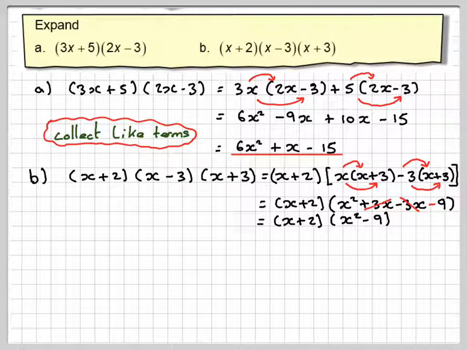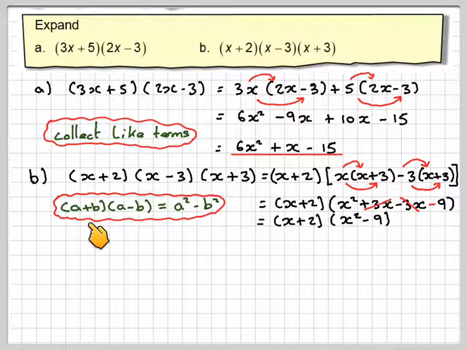Now you might recognize this as the expansion of a plus b, a minus b, which is equal to a squared minus b squared, where a is x and b is 3. And notice we've got a squared, which is x squared, and then we've got 3 squared, which is 9. So this would have been perhaps a quicker way to expand these two brackets here.